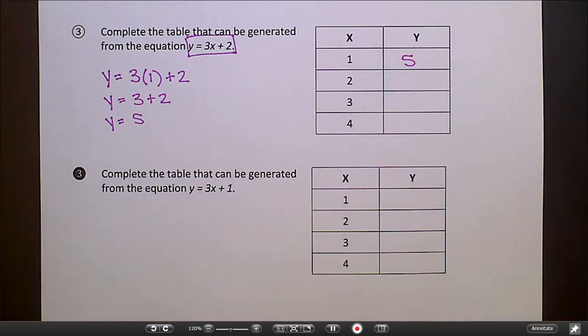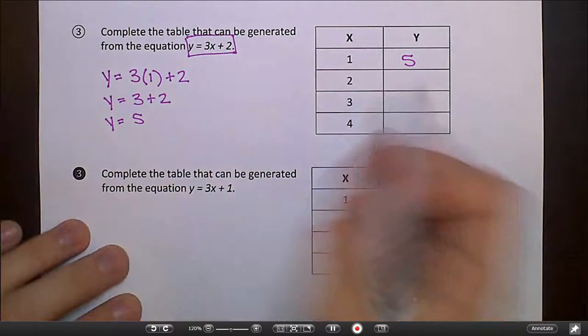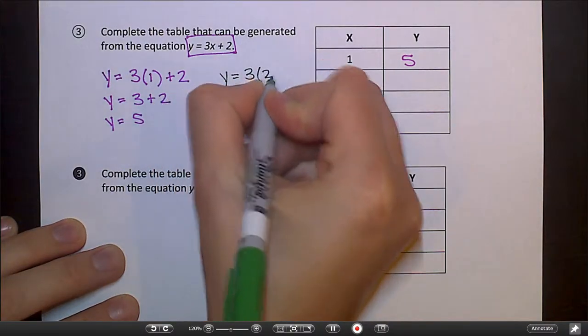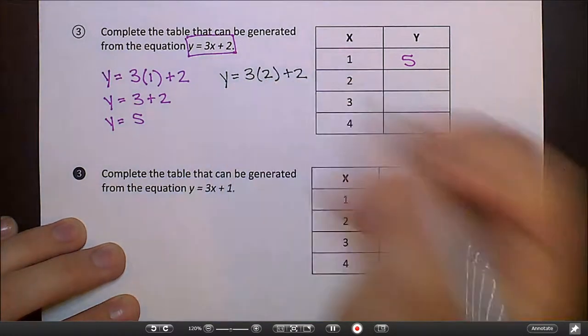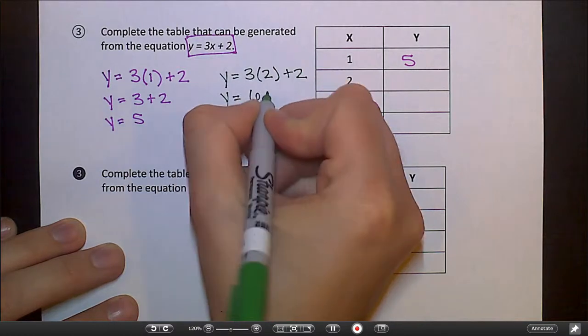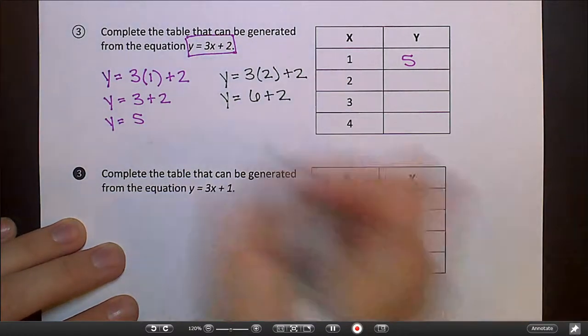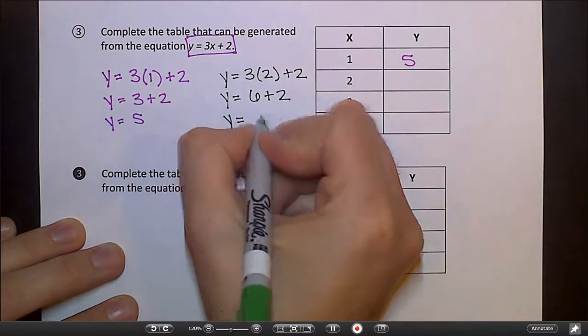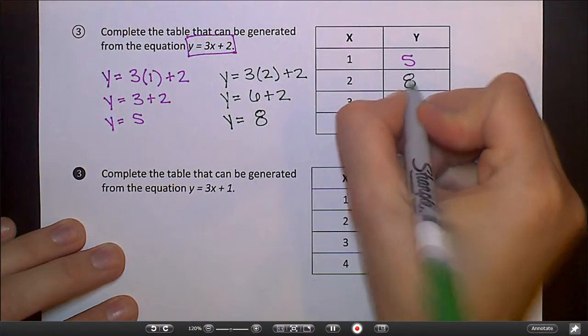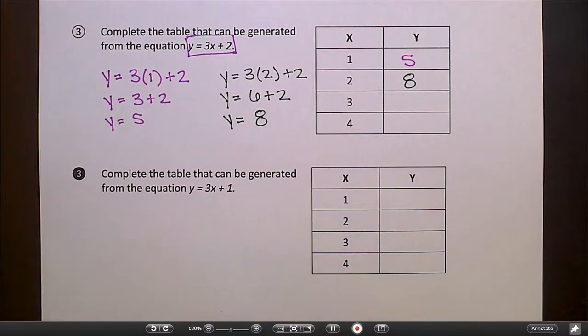Let's do the next one. We're going to use 2 now. So y equals 3 times 2 plus 2. Then y equals 6 plus 2. Then y equals 8. So here, when x equals 2, and I plug that in, I get y equals 8.